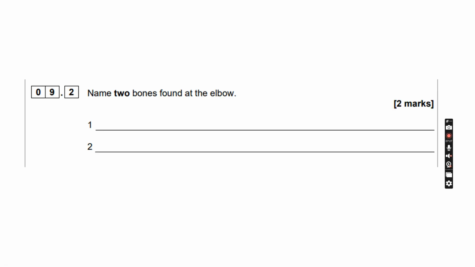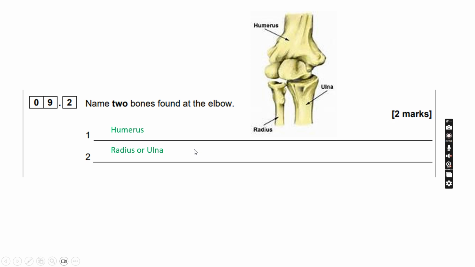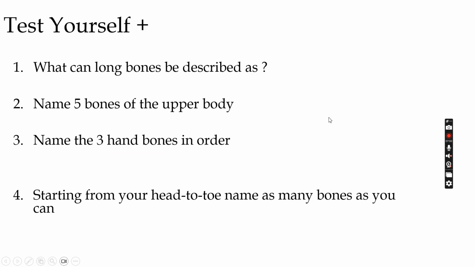Next question. Again, pause the video and I'm going to go through the answer very shortly. Now for this one, any two of the three could have been there. You've got the humerus, as you can see in the image here, and the radius and the ulna. These bones make the elbow. Hopefully you got that one correct. Now these questions won't come up in your exam, but they're good to test yourself and see if you've understood what we've gone through today.